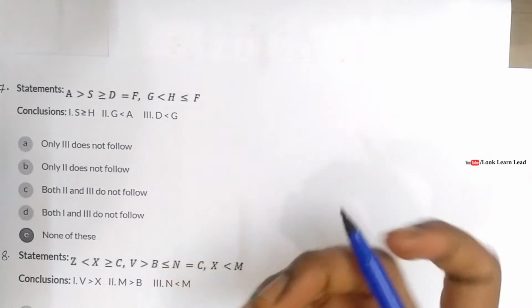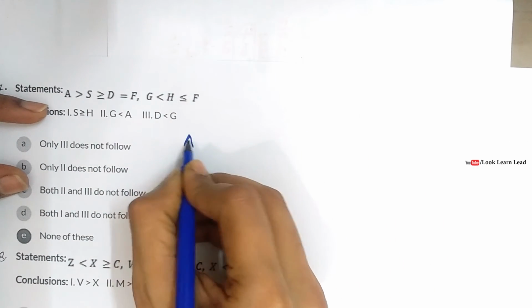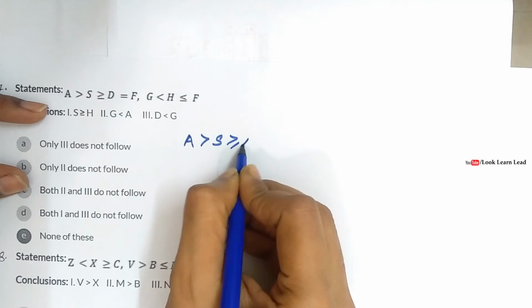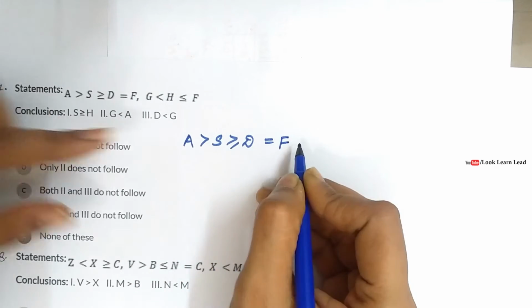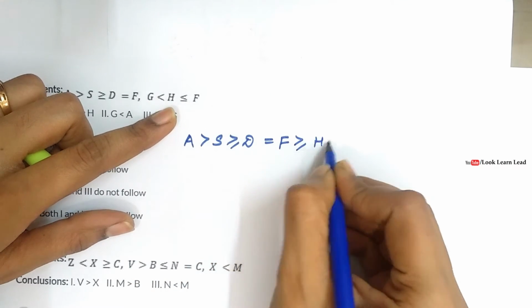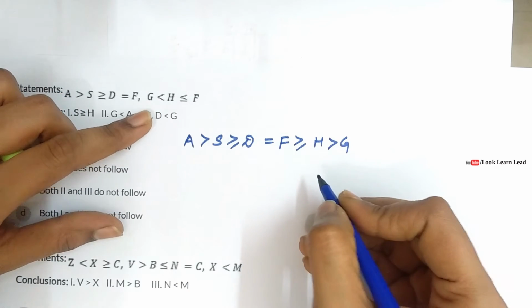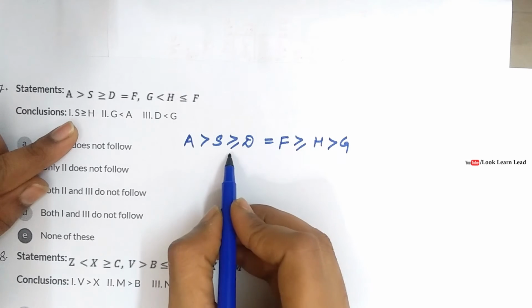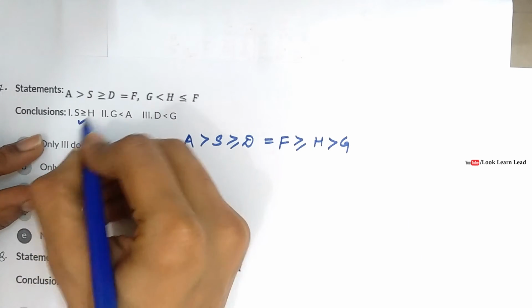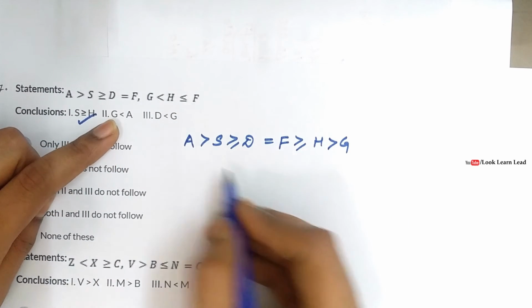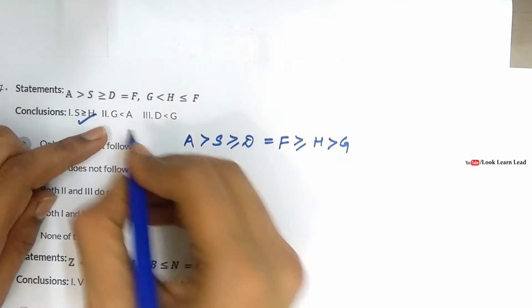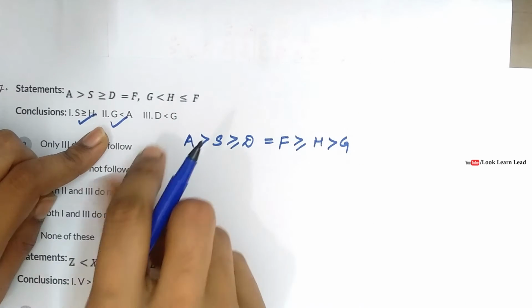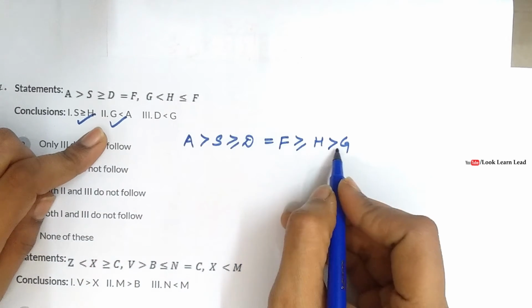This question. Okay. I'll write it. You solve it with me only. A is less than S is equal to D, which is equal to F. F is greater than equal to H. H is greater than G. This is our question. And now our first is S is greater than equal to H. Okay, it is true. A is greater than G. It is also true. And the next is G is greater than nothing.